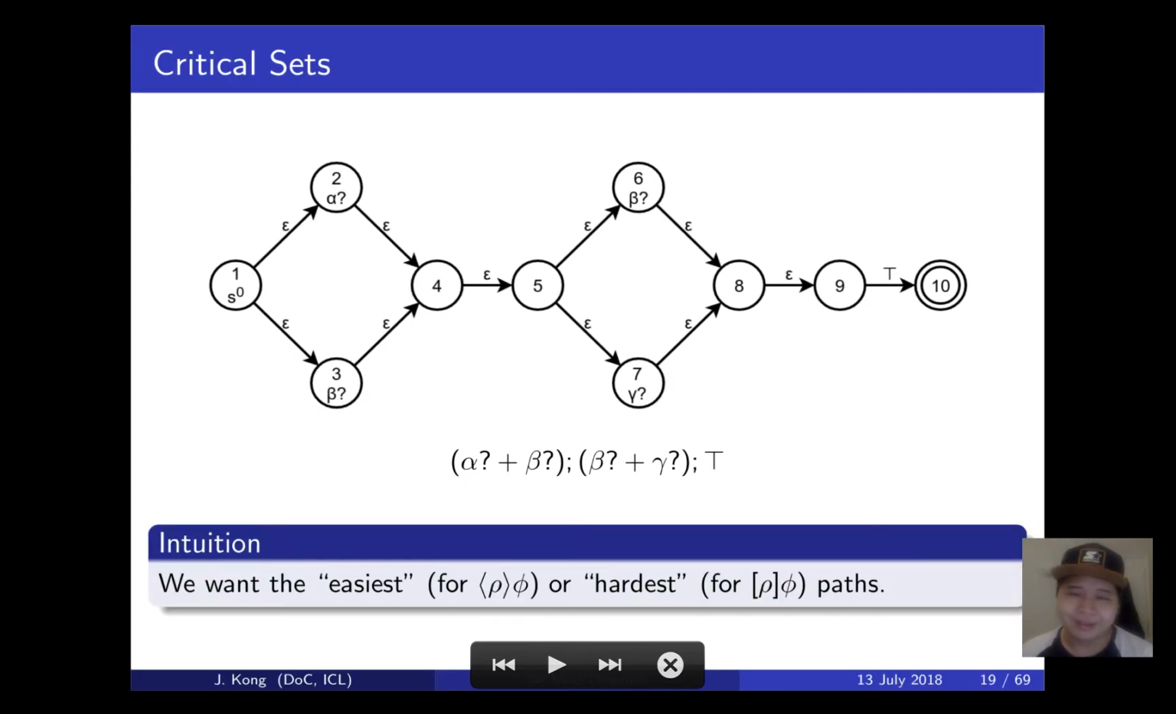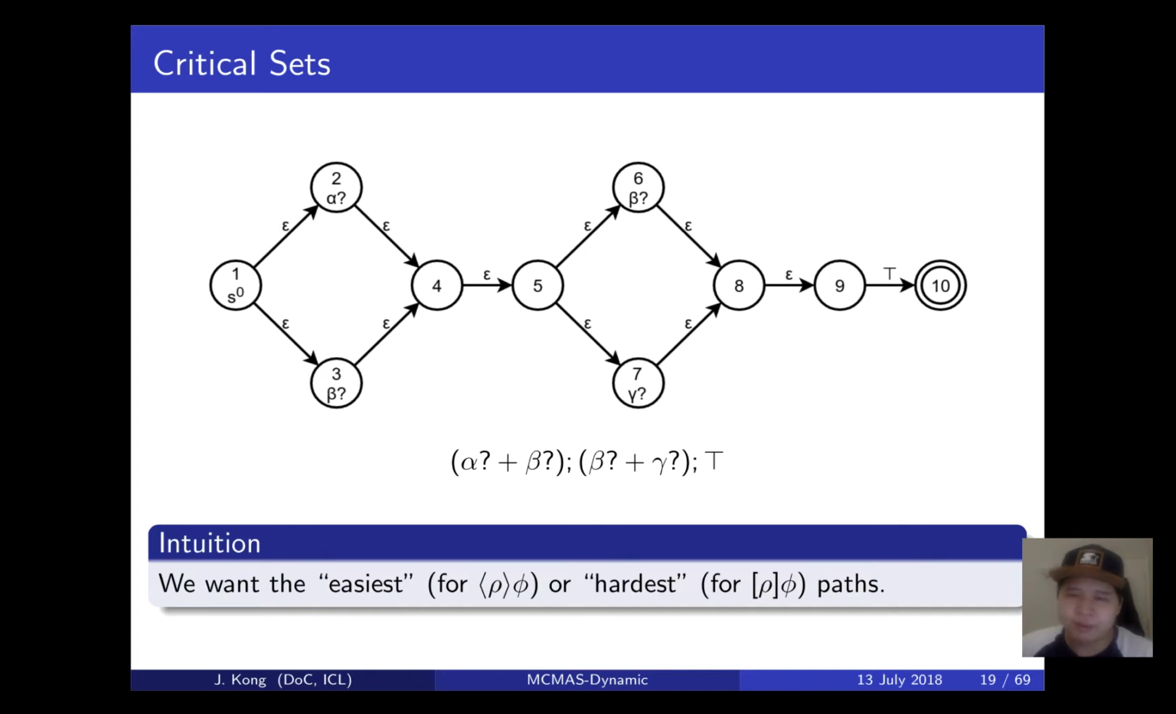So given an LDL formula here, the intuition behind critical sets is we want to consider only the easiest for the diamond case or hardest for the box case kinds of paths. So in this case, the minimum sets of tests that we need to be able to pass for this automaton, so that's alpha or beta, and then beta or gamma, and then true, would either be just beta or both alpha and gamma. So in some sense, the only paths we need to consider are like 1, 3, 4, 5, 6, 8, 9, 10, or 1, 2, 4, 5, 7, 8, 9, 10.